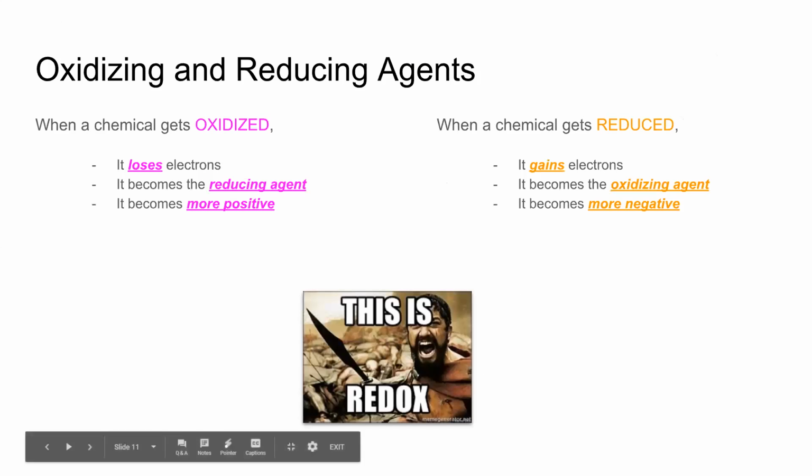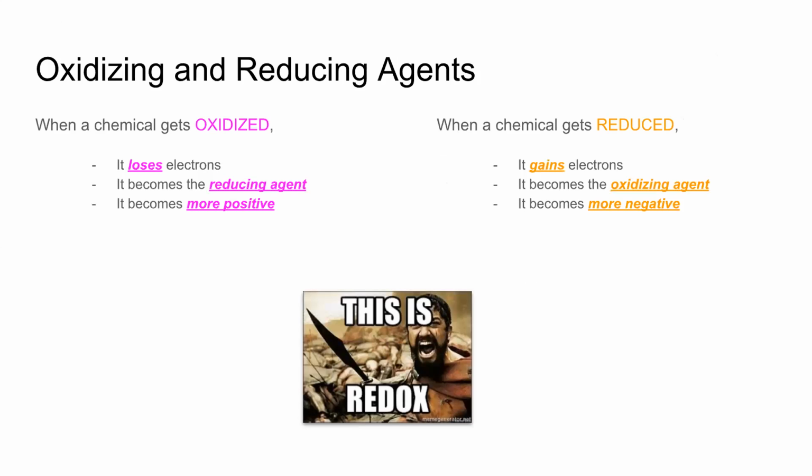So now, oxidizing and reducing agents. So you already know about the numbers. Now let's see how we fare with reactions. So there are two main reactions to redox, which is a reduction reaction and an oxidation reaction. So on the left, when the chemical gets oxidized, it has 3 properties. It loses electrons, it becomes the reducing agent in your reaction, and it becomes more positive.